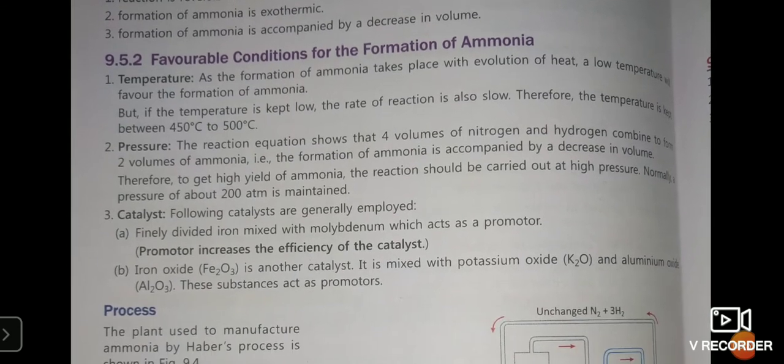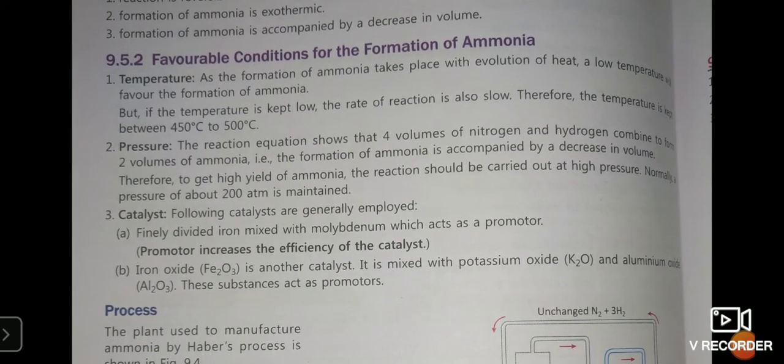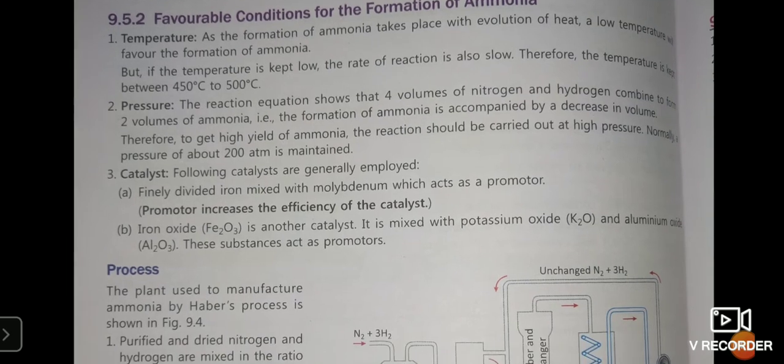Now instead of iron, if you want, you can use iron oxide as a catalyst. It is mixed with potassium oxide and aluminum oxide. These substances act as promoter.